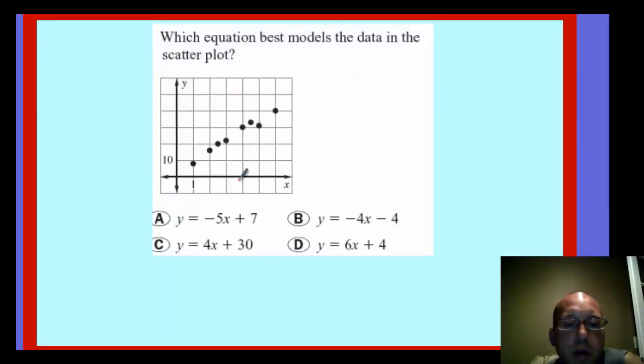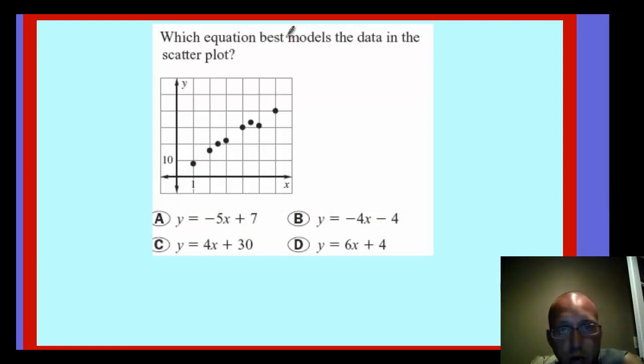So given a scatter plot, we should be able to find equations that represent the scatter plot. Now they won't be an exact line going through all points, but the equation can represent the points, a line of best fit, or a model. And so the model is just the equation.